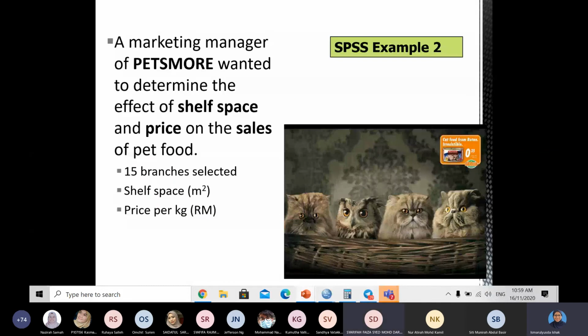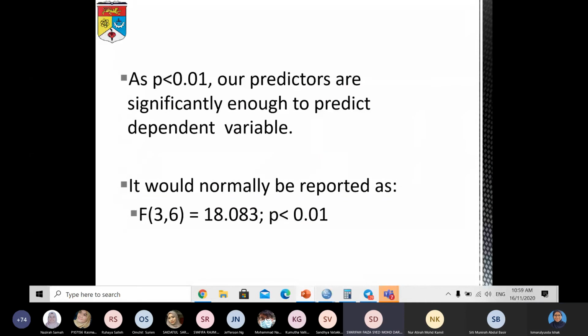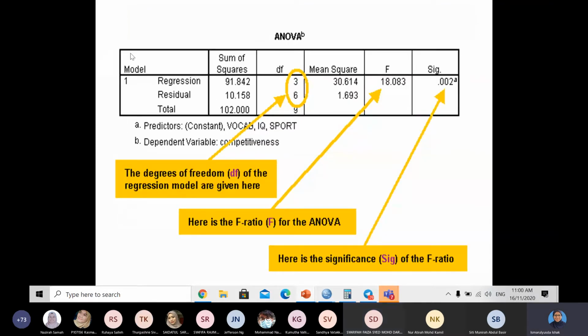Doctor, in your previous slide, go back a little bit. This one. It would normally be reported as F bracket 3, 6, and the value. Where do we get this number? This one is from the ANOVA table: regression 3, residual 6. This is the F, and this is the P. That is the APA style reporting.